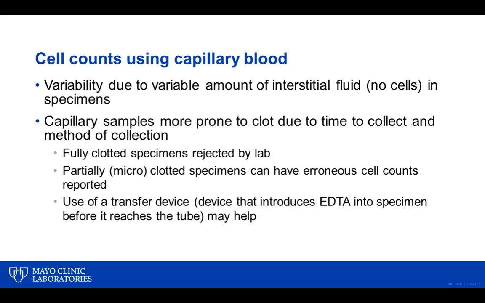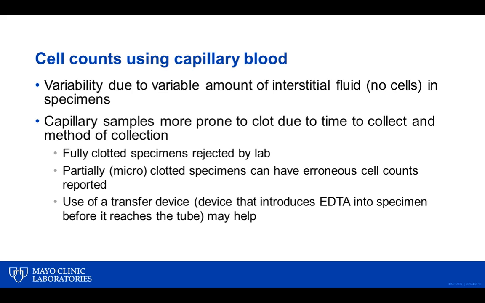So let's move on to cell counts. I mentioned whenever we do a capillary puncture, we get some interstitial fluid. Interstitial fluid's got no cells in it. But amazingly, we still get very reliable estimates, cell counts, and hemoglobins from capillary samples.